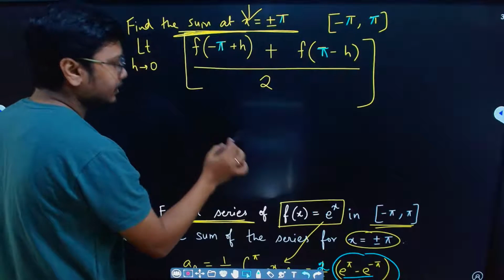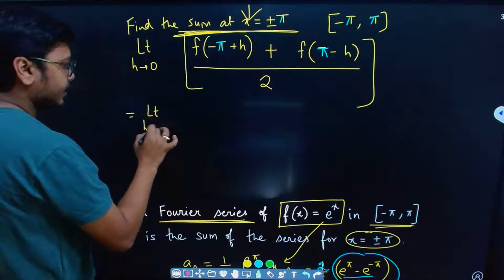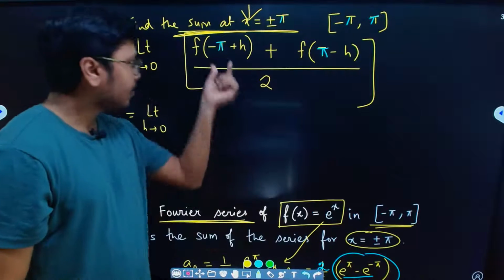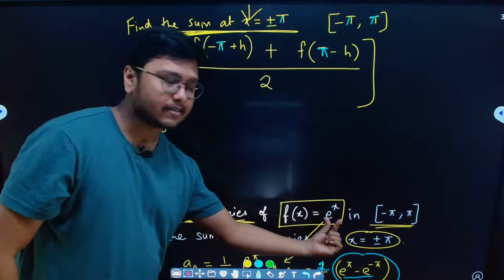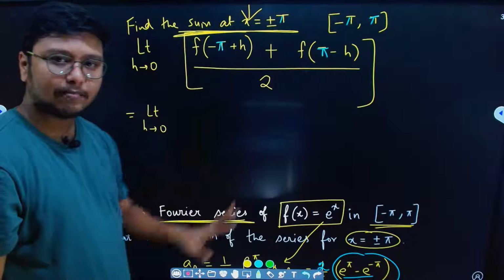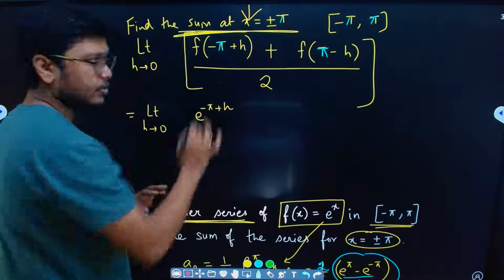All right, so I'll just put the values here. Limit h tending to 0, f of minus pi plus h. My function is e to the power x. Here I have to put the function of minus pi plus h. That means e to the power minus pi plus h.